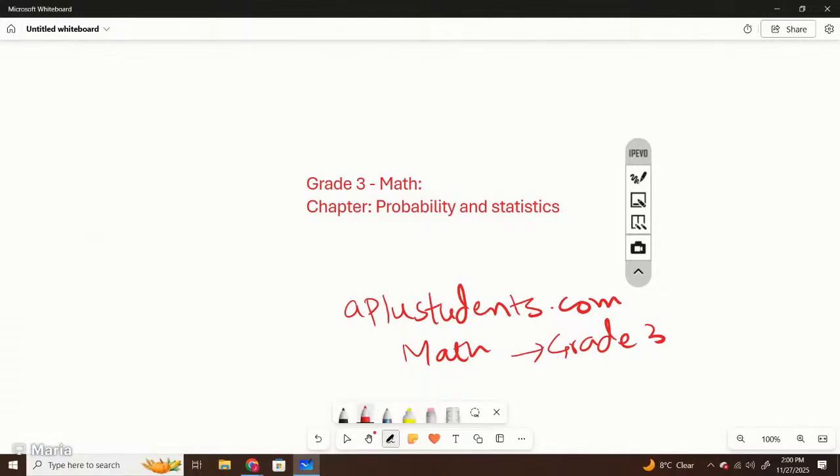There you can find a list of the chapters. We're going to start with the chapter probability and statistics. So please make sure you have your notebook and pencil so that you can note down the important examples and definitions as well.